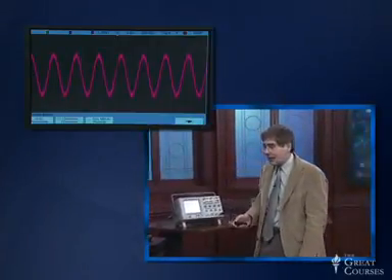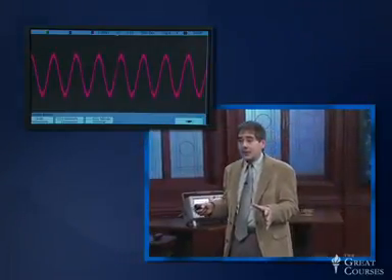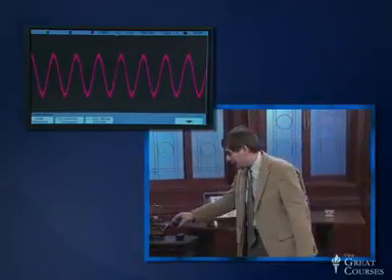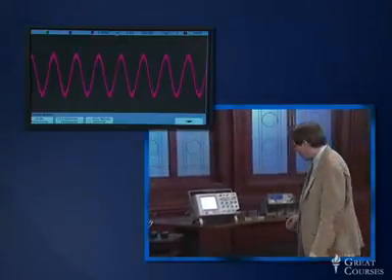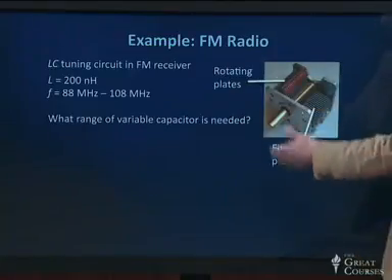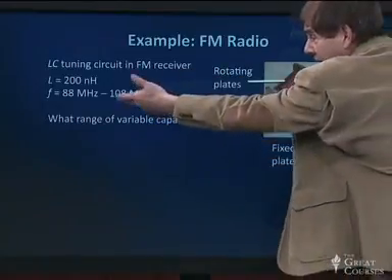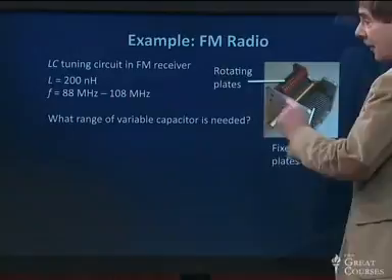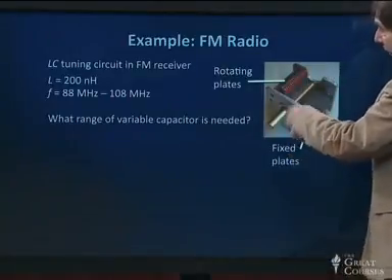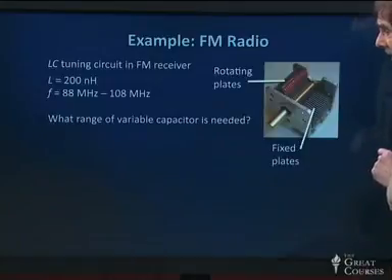Let's do an example of understanding how we use this resonance frequency to tune a radio. To do that, we'll have to turn off our oscilloscope display and go back to our usual display with the big monitor. So let's do a quick, simple calculation that illustrates this idea. FM radio. We've got an LC, inductor capacitor tuning circuit. The inductance is 200 nanohenries. The frequency of FM radio is 88 megahertz to 108 megahertz. We've got a variable capacitor like I showed you with rotating plates. What range of capacitor is needed?